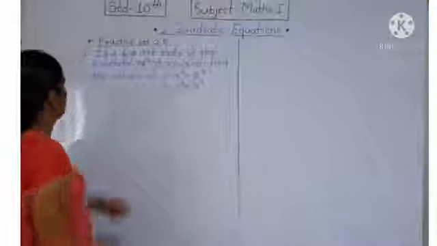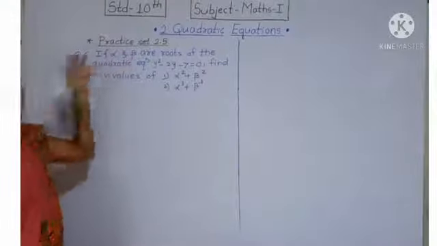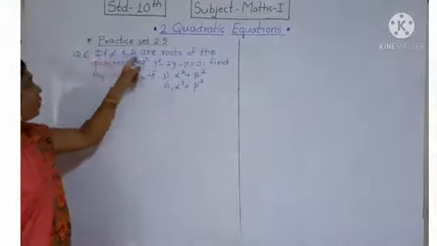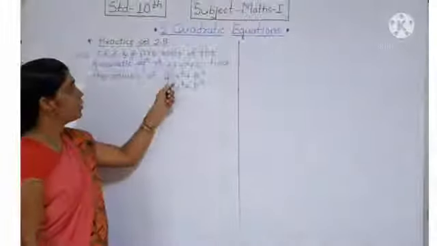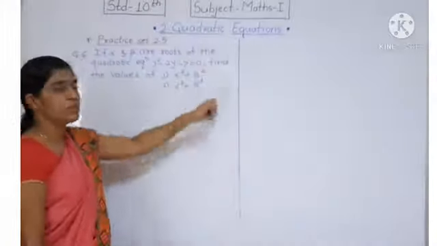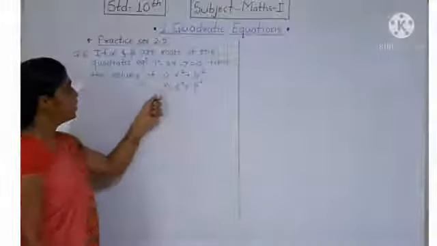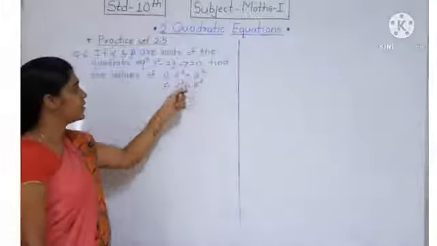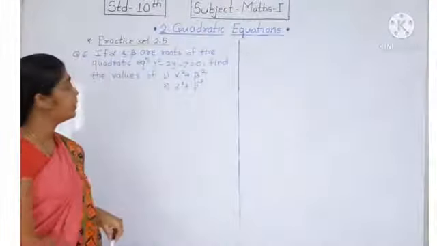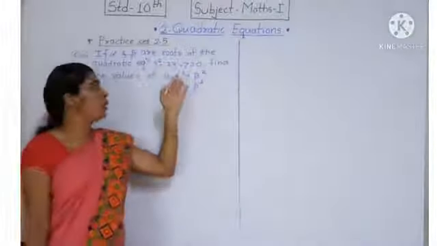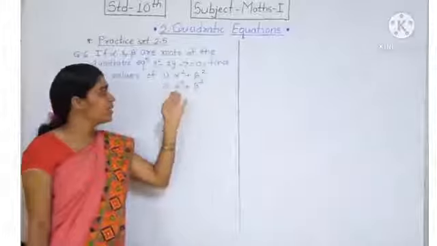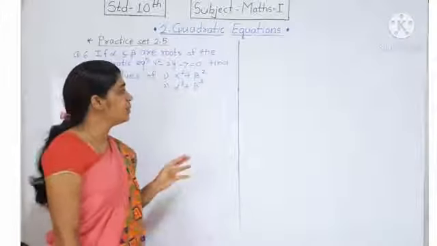Okay. See question 6 in practice 2.5. If alpha and beta are roots of the quadratic equation y square minus 2y minus 7 is equal to 0, then find the values of alpha square plus beta square and alpha cube plus beta cube. Here we have been given a quadratic equation.